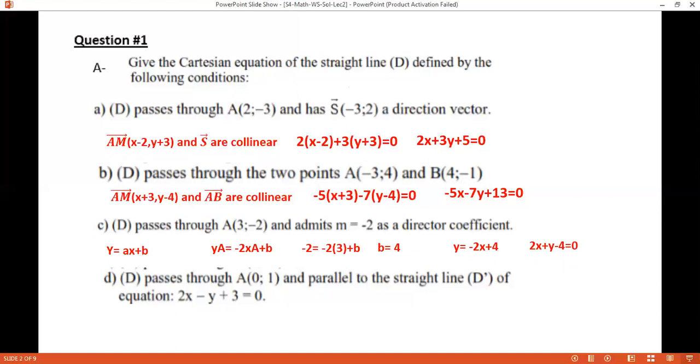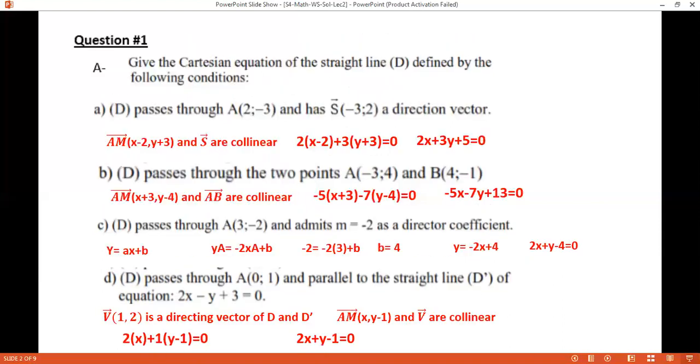Okay, now we have a straight line D passing through A, and it's parallel to the straight line D prime. You should always remember that if two lines are parallel, then they have the same directing vector. So the directing vector of D prime, which is -BA, is 1, 2. And it's a directing vector for D also. So now the straight line D has a directing vector V and a point A. So how do I continue? I create the vector AM, and V are collinear, and we apply the determinant. This is the Cartesian equation.